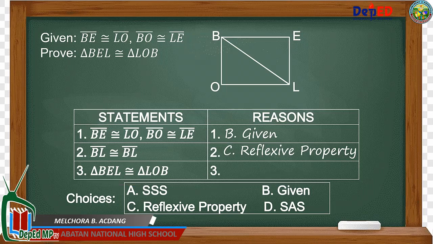And number 3, triangle BEL is congruent to triangle LOB. The reason for that statement is letter A, side-side-side.